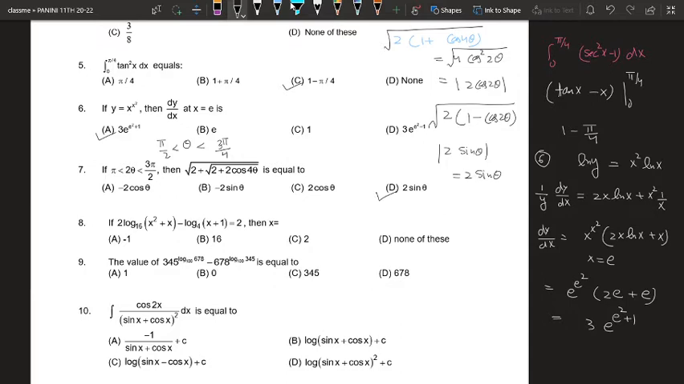Okay. Now next problem is a logarithmic equation. So log is defined for positive values. So if we apply this, log is defined for x square plus x.